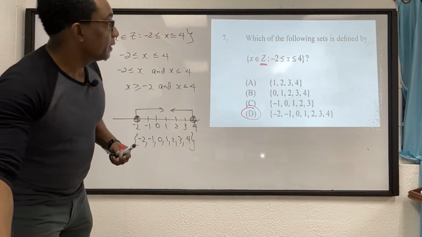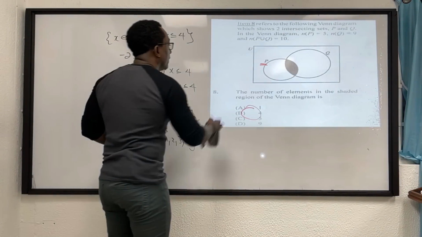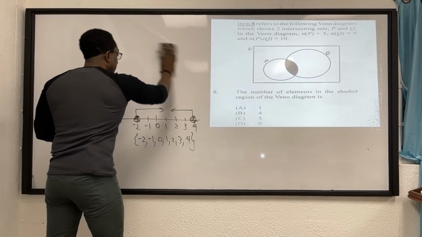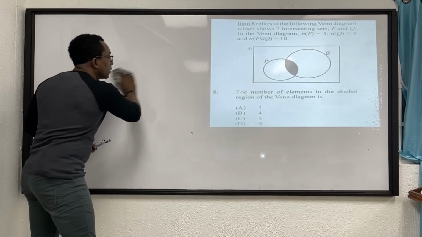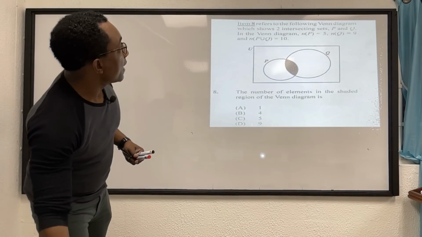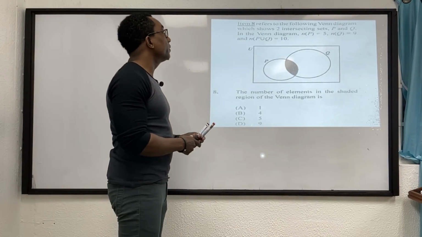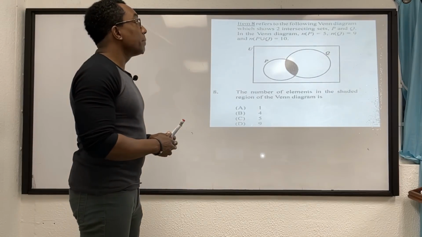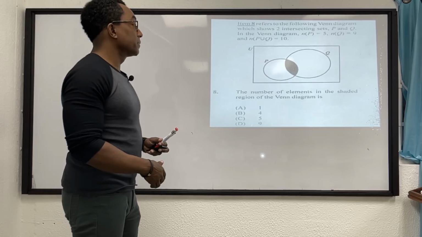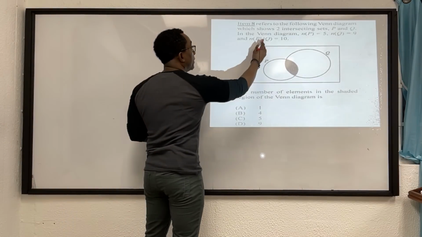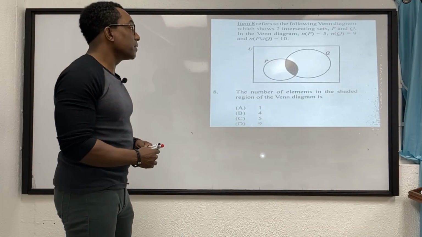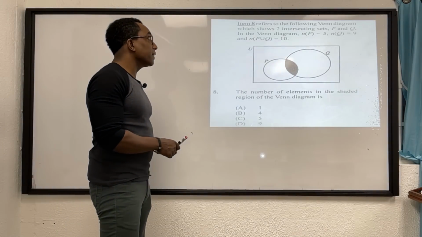Let's look at question 8. So we have here a set question. Item 8 refers to the following Venn diagram, which shows two intersecting sets P and Q. In the Venn diagram, the number of elements in set P is equal to 5, the number of elements in set Q is equal to 9, and the number of elements in set P union Q, this represents union, is equal to 10. So they want us to find the number of elements in the shaded region of the Venn diagram.